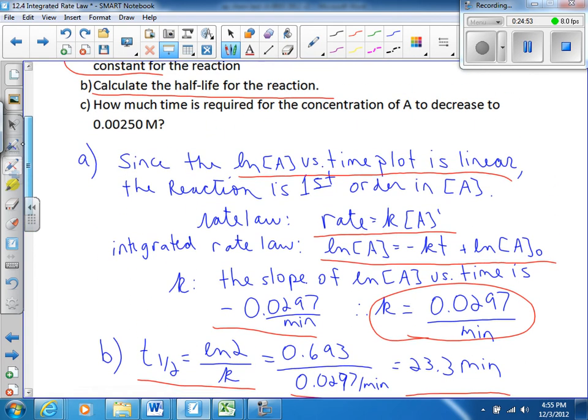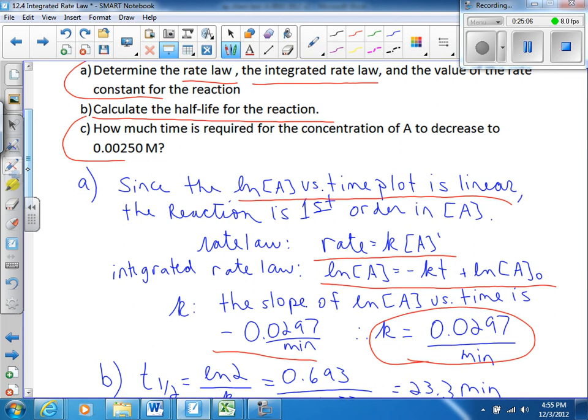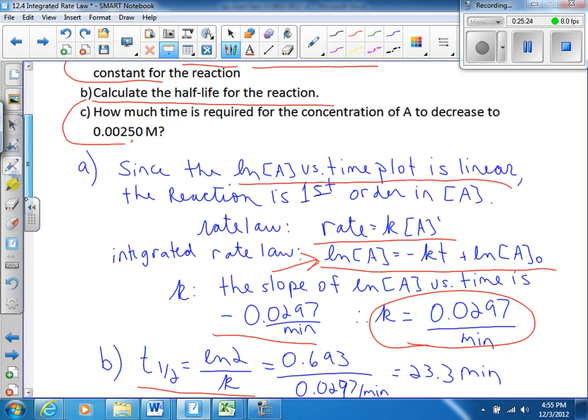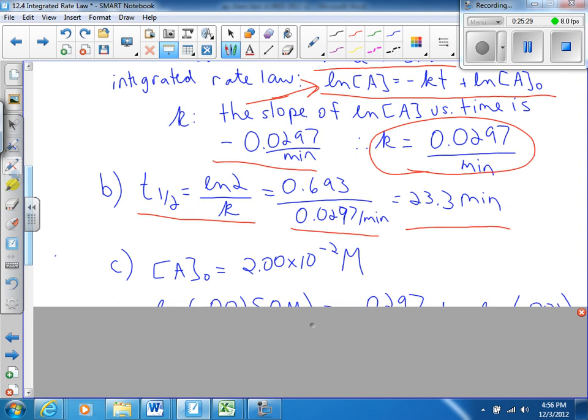Okay, last thing. How much time is required for the concentration of A to decrease to 0.0025 molar? I will tell you right now there's a fast and a slow way. The slow way is to plug your data into the integrated rate law, and I'll show you how to do that. The fast way is to recognize how many half-lives you need to go from 0.02 molar to 0.0025 molar. How many times do you divide 0.02 in half to get 0.0025? But first, again, let's use the integrated rate law right there.